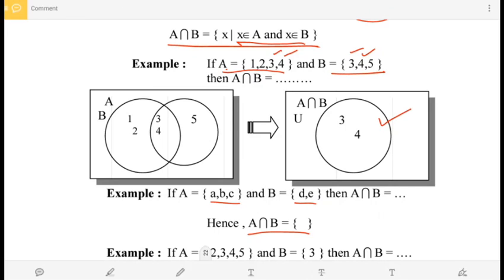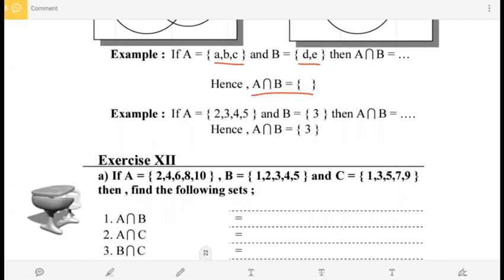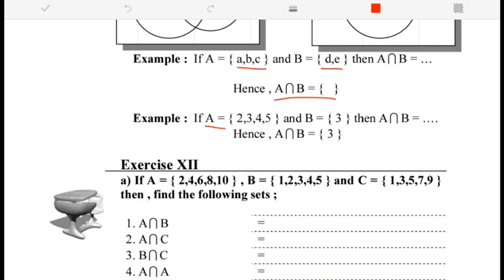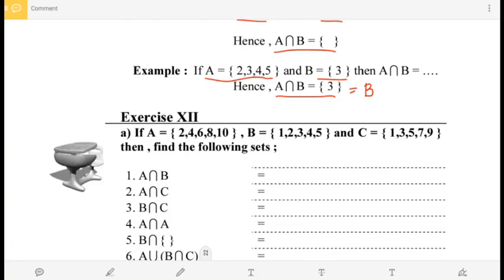Okay, next we have set A is the set of 2, 3, 4, 5, and your B is the set of 3. So the common between them is just the set of 3, or simply your set B, because the set of 3 is equal to set B. Okay, that's it, finish. Now let's have exercise 12.